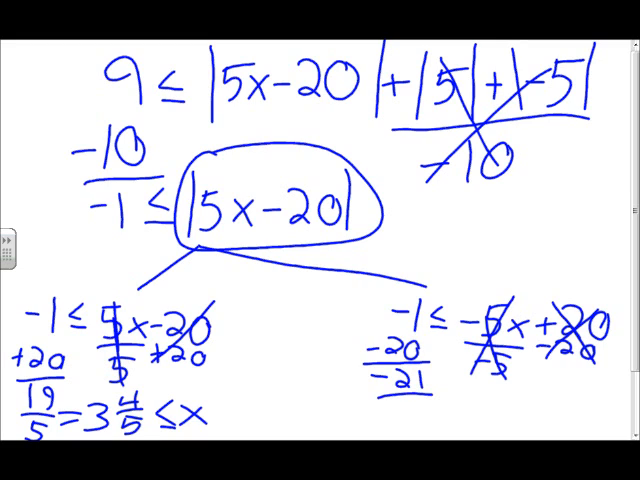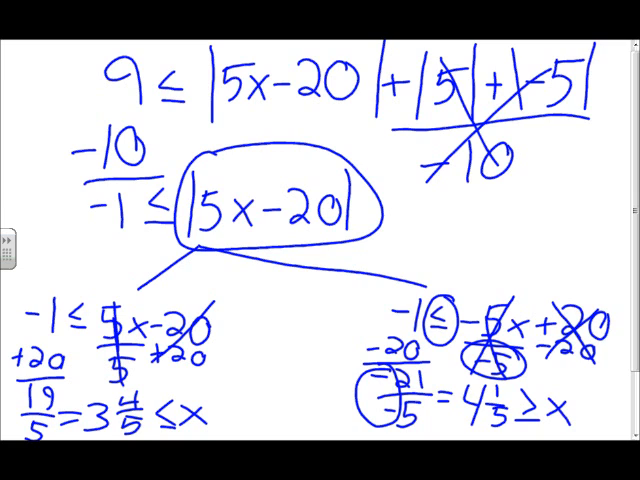gets you a positive 4 1/5, because since both of the numbers in the fractions are negative, then it automatically switches to positive. And then since we divided by a negative with the negative 5 right here, this would flip, so the 4 1/5 is actually greater than or equal to x.